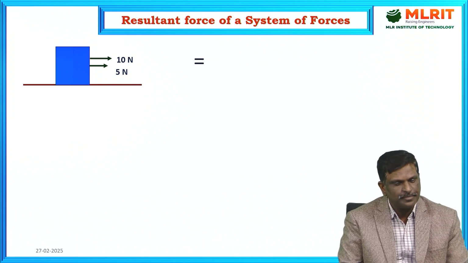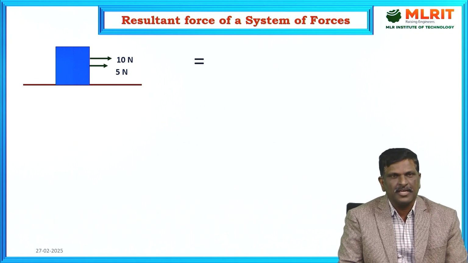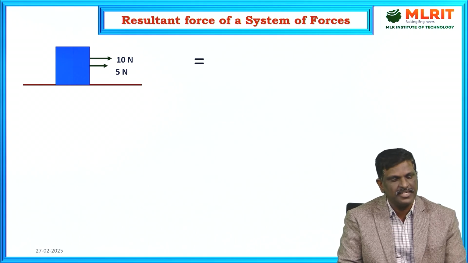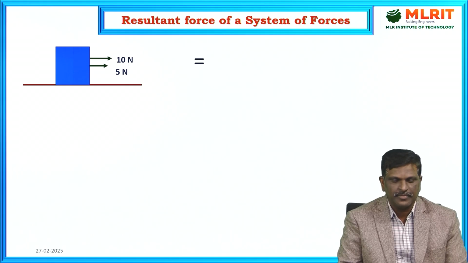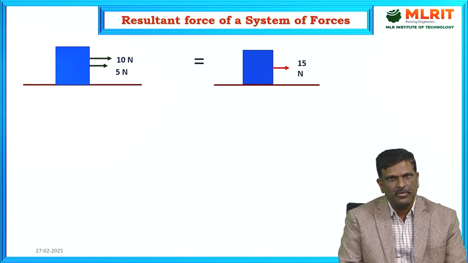For example, a body is acted upon by two forces, 10 newtons and 5 newtons, as shown in the figure. Both are in the same direction. What is the resultant of this system of forces? What is the resultant of the two forces? The resultant is 15 newtons acting in the horizontal direction.